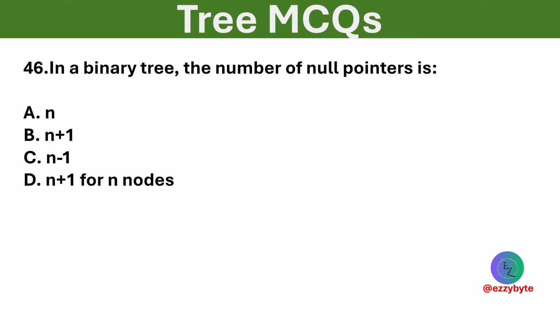In a binary tree, the number of null pointers is. Options are n, n plus 1, n minus 1, and n plus 1 for n nodes. Option D is correct. A binary tree with n nodes has n plus 1 null pointers representing missing children.